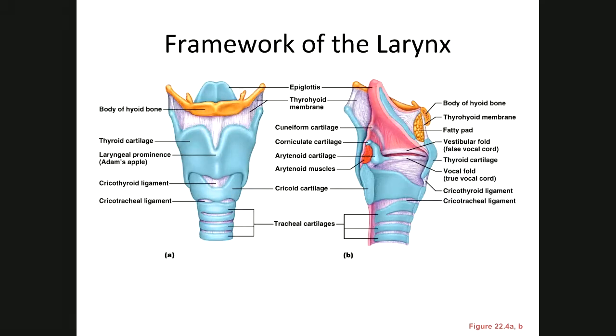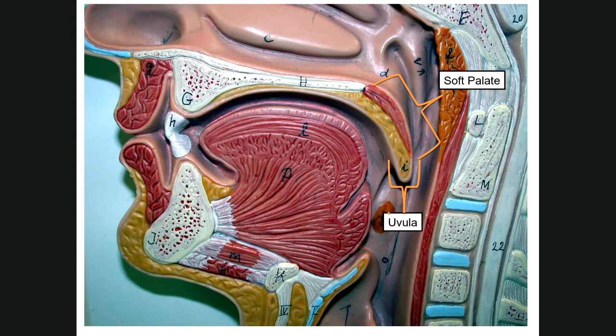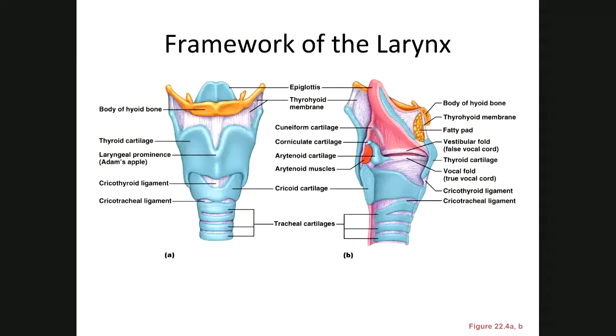Well, air, when it goes down, is supposed to go this way. But remember, food and air are both moving down here. Well, if food gets in here, it's very difficult to get it out. And so the next structure, one of its jobs is to prevent that from happening. And that structure is the larynx.